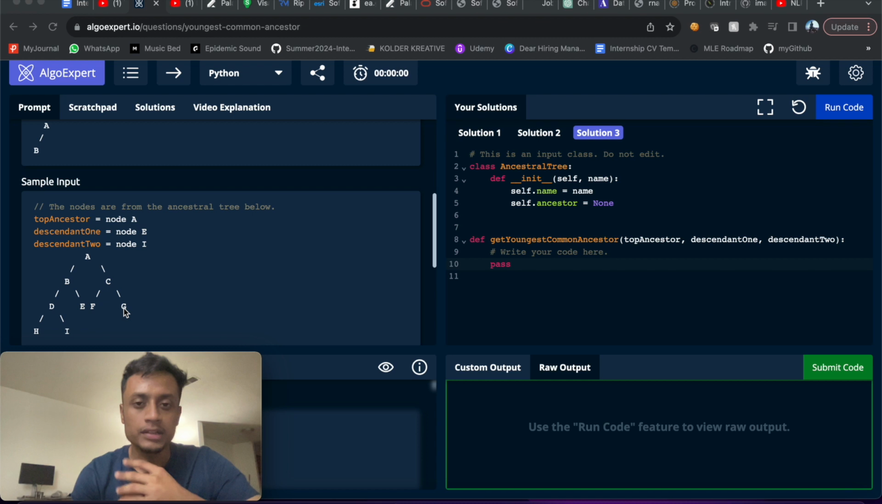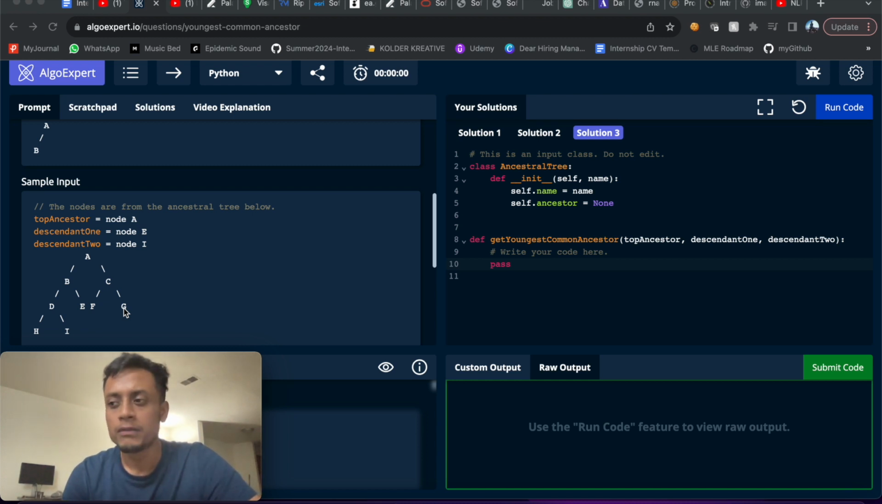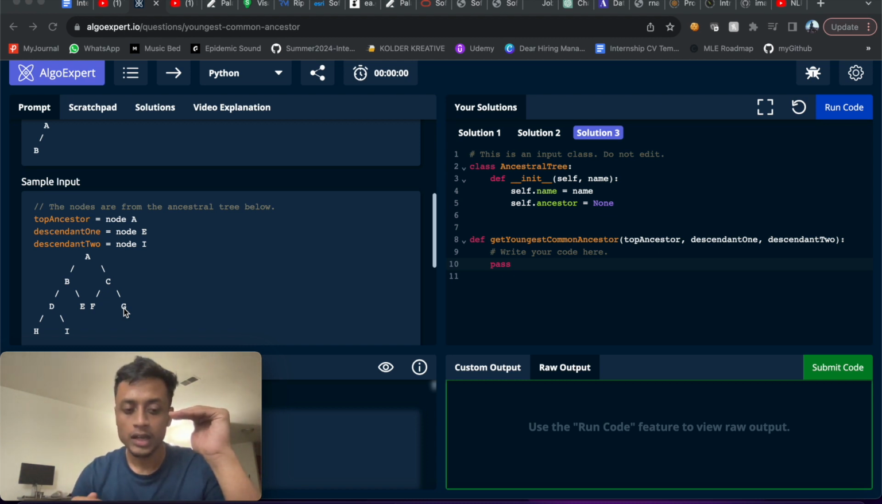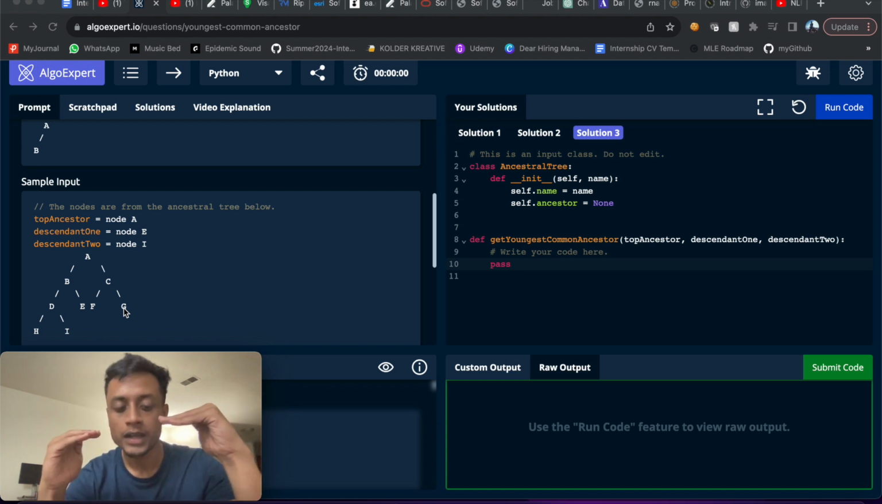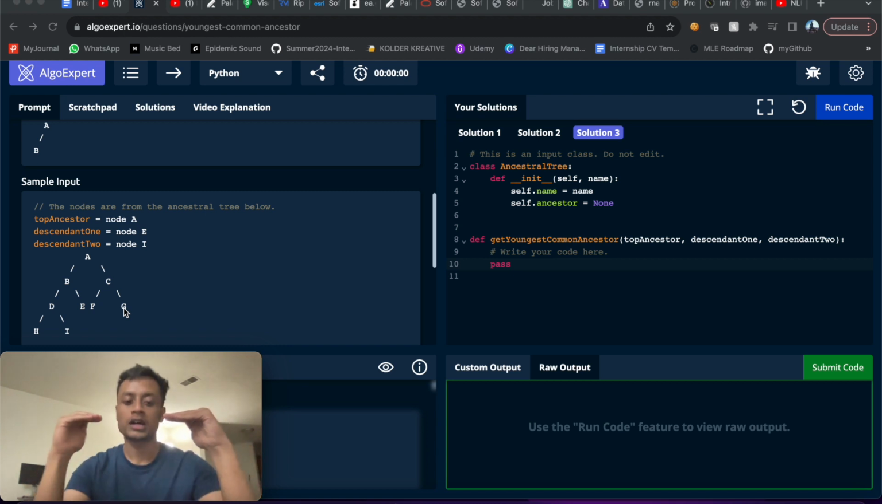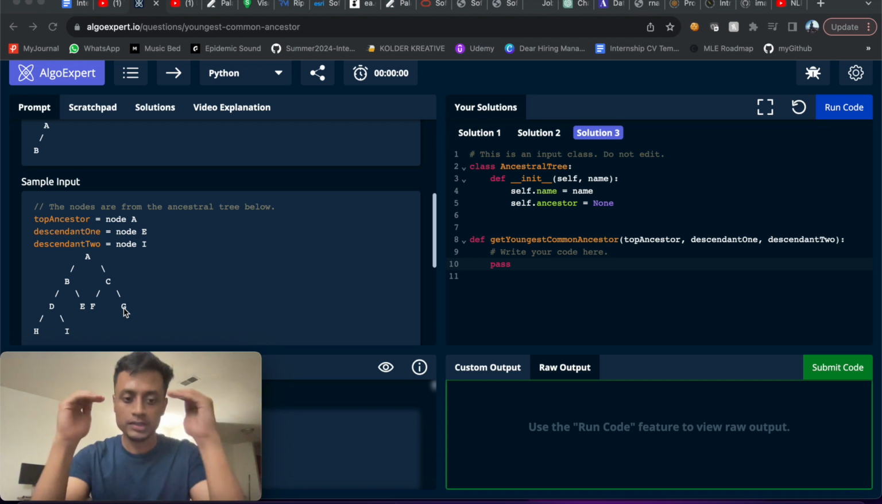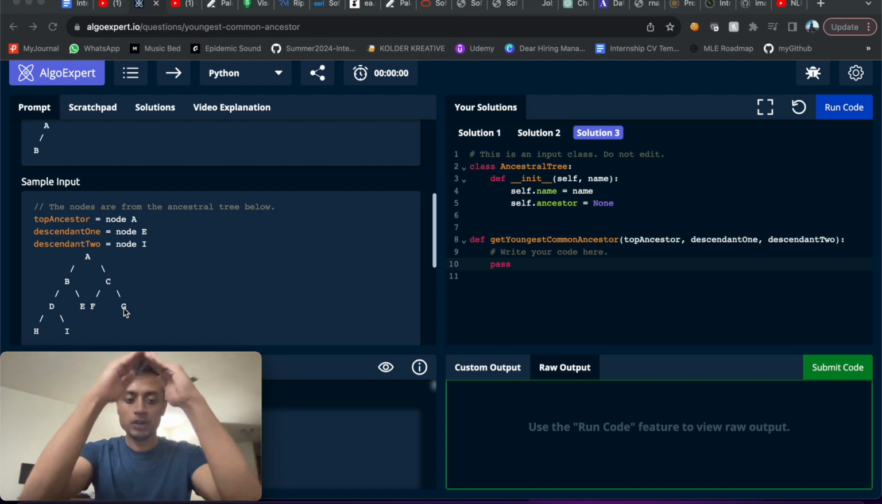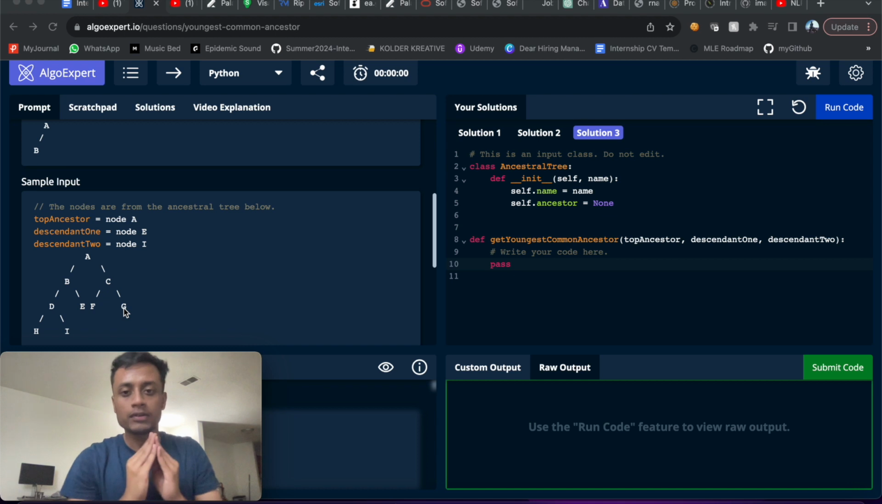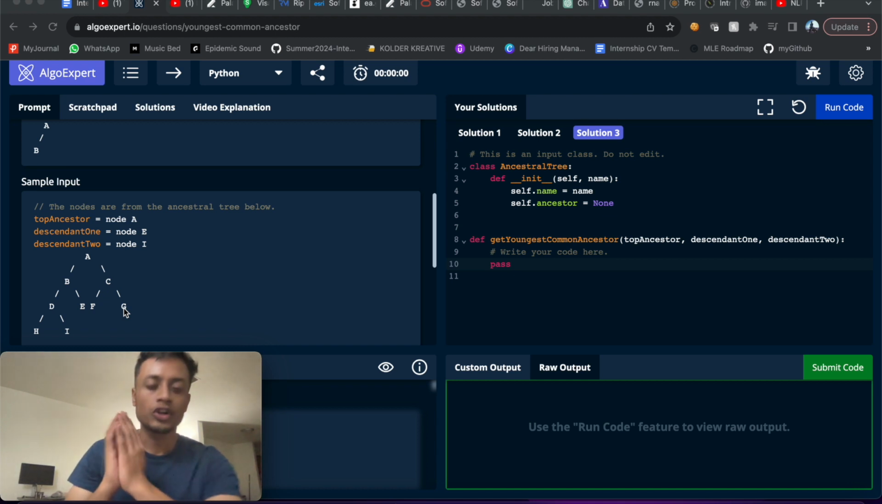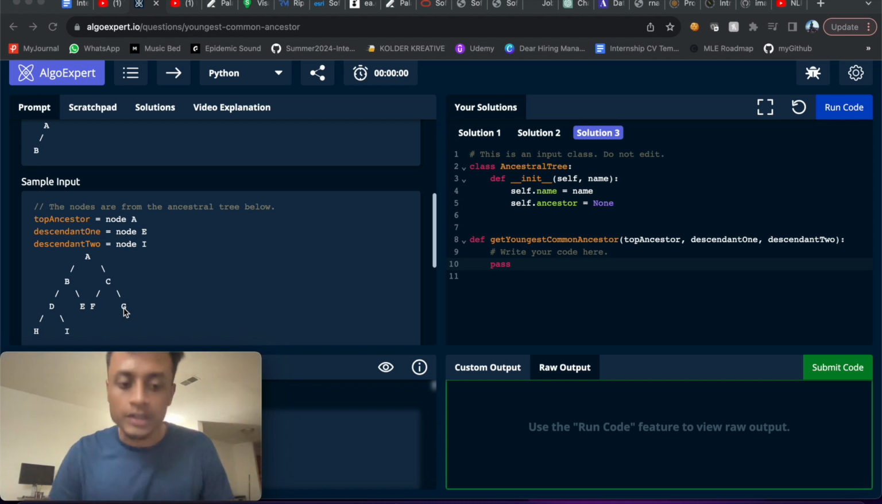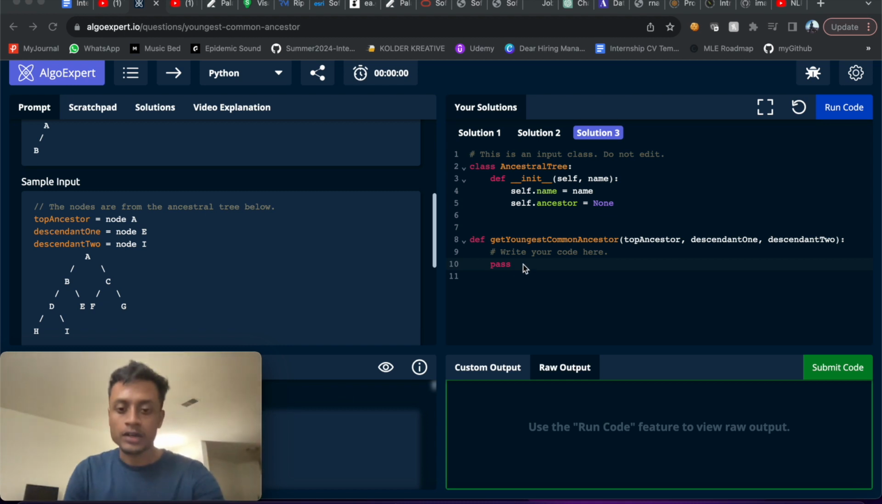Yeah, that is something that we have to do, but before that, we should bring the lower node up. If one is on level 1 and another is on level 3, I bring it up two levels and match the two levels. Then I can iterate both of these nodes simultaneously, and if at all something gets equal, that will be my youngest common ancestor. So that is the approach that we're going to take in this problem. Let's get right into coding.